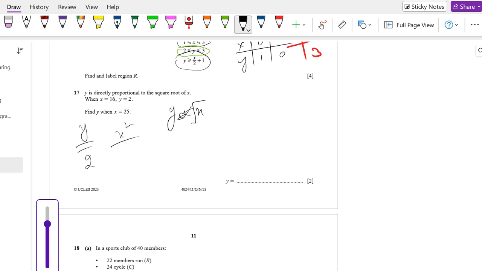Okay, so x would be 4 then. Then we have to find y when x is 25 and square root 25 would be 5. Since it was direct proportional, we use cross multiplication and your answer would be 10 over 4.